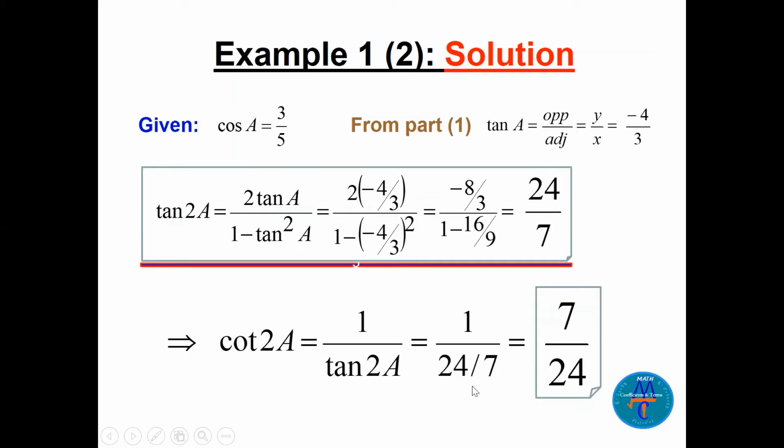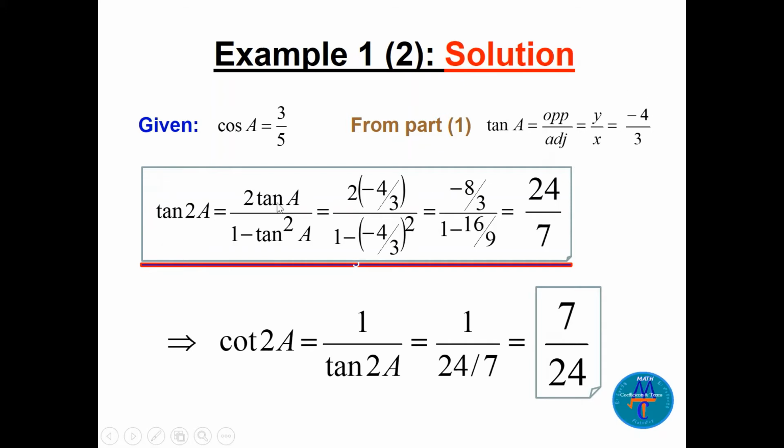Now in part 2 we have to find cotan of 2a. Cotan of 2a will be the reciprocal of tan of 2a. So let's find tan of 2a. Tan of 2a is 2 tan a divided by 1 minus tan squared of a. From part 1, I can say tan of a will be y over x, which is minus 4 over 3. See, given in the question cosine of a, I already found sine of a. I can divide sine of a over cosine of a, or directly find tan of a as y over x. You get the same answer. So this is the tan now, minus 4 over 3.